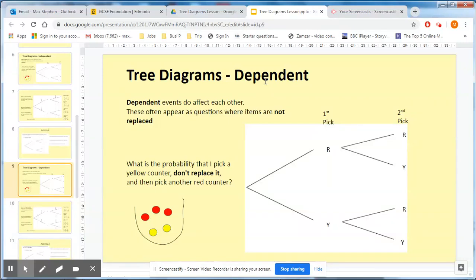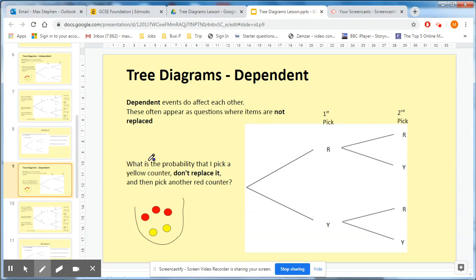All right, so this is where it gets a little bit trickier. Before I had independent, meaning the first event did not affect the probability of the second event, and now I've got dependent. So this means the first event affects the probability of the second one. So often this will be where items are not replaced into the bag. So I've got my counters again, exactly the same. I've got 3 red and 2 yellow. But each time I take one out, I do not replace it.